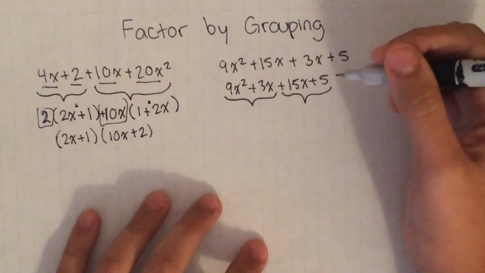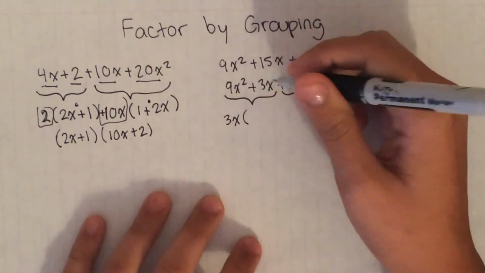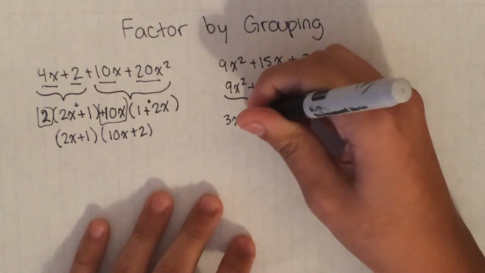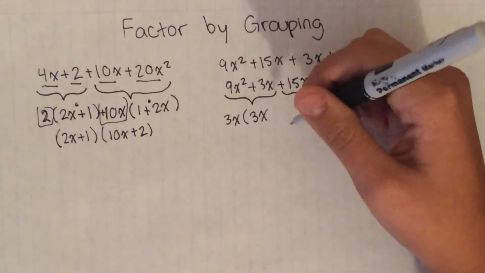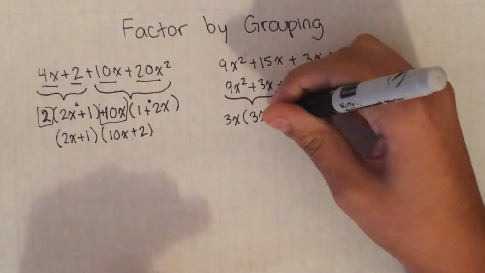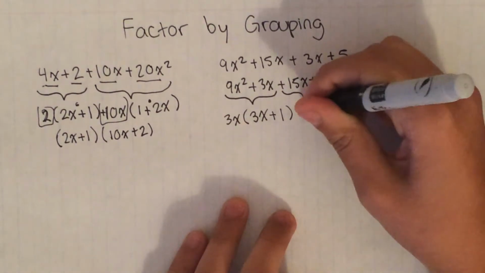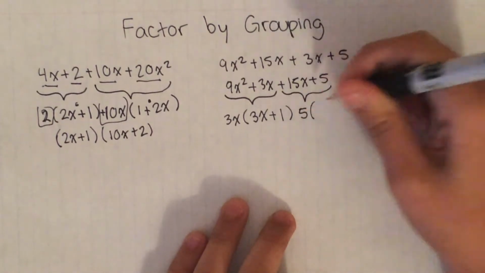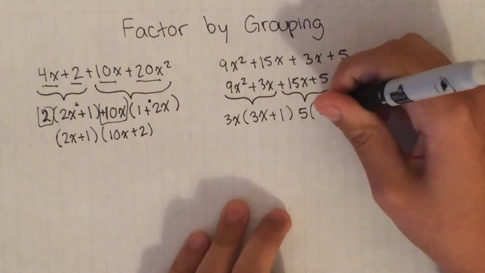Something in common with 9x squared plus 3x is 3x. So 9x squared divided by 3x will give you 3x. And then 3x divided by 3x equals 1. Now I'm going to find something in common here, which is going to be 5. There's no x for 5, that's why I didn't put it. 15x divided by 5 equals 3x.